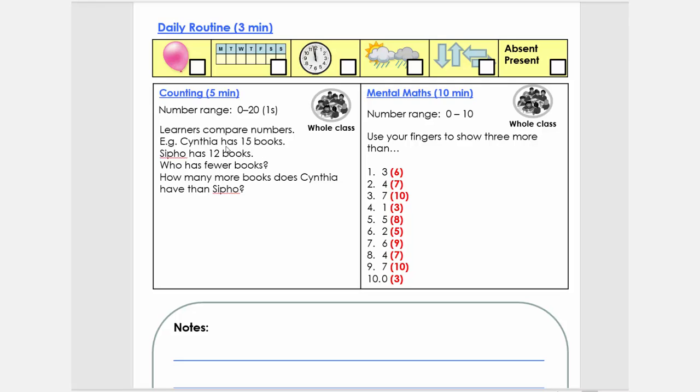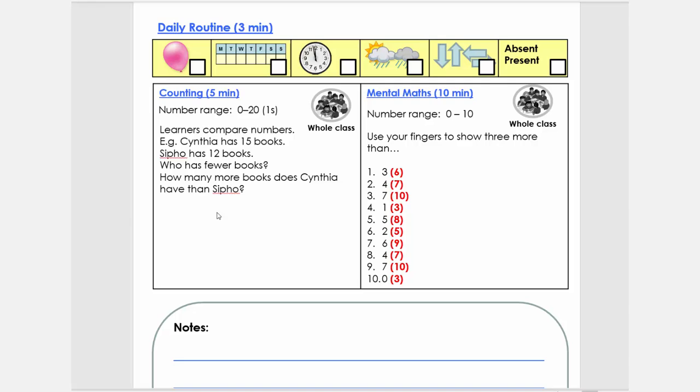You're going to say, Cynthia has 15 books. Sipo has 12 books. Who has fewer books? And then you're going to count backwards until 12. So how many more books does Cynthia have than Sipo? So it is very important to have word problems while counting because this places the numbers in context for learners.